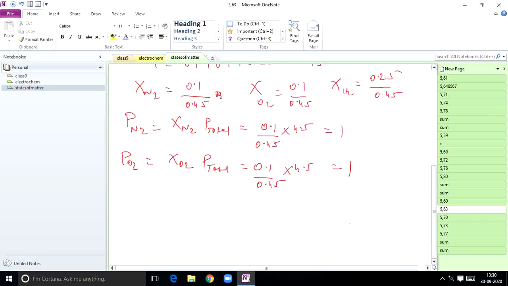So now partial pressure of what I have to calculate? Hydrogen is equal to mole fraction of hydrogen into total pressure. What is the mole fraction of hydrogen? 0.25 by 0.45 into 4.5. You will get 2.5. Like that you have to calculate. Very easy sum. Next.